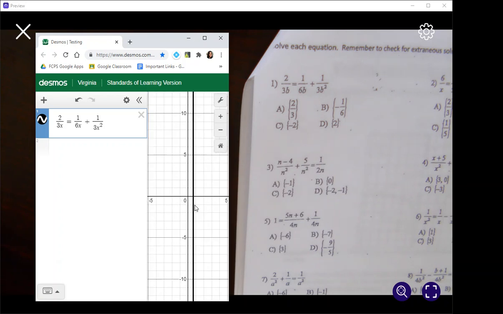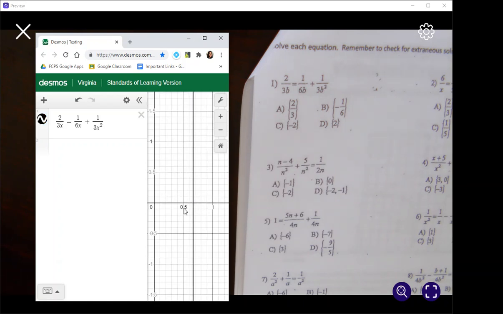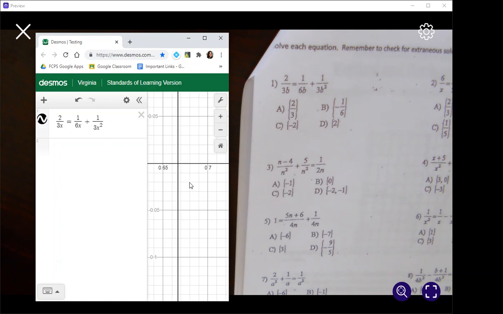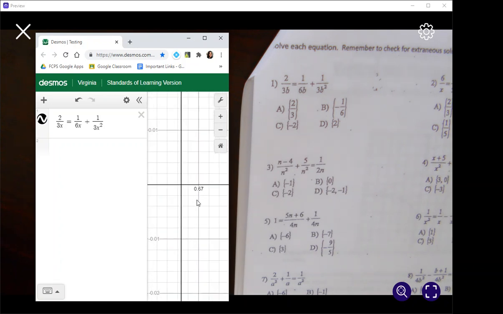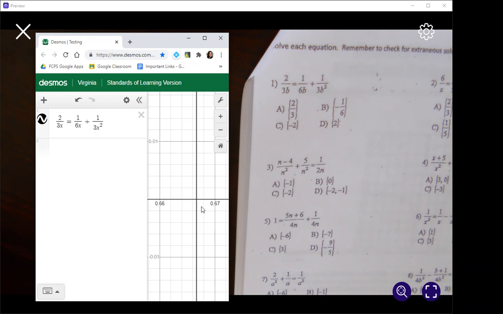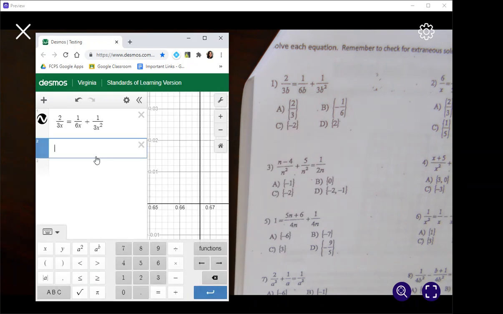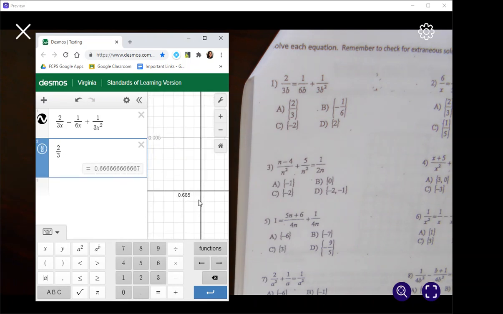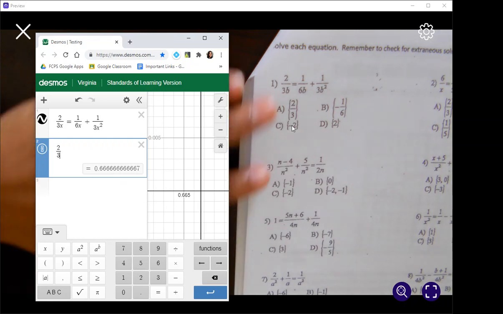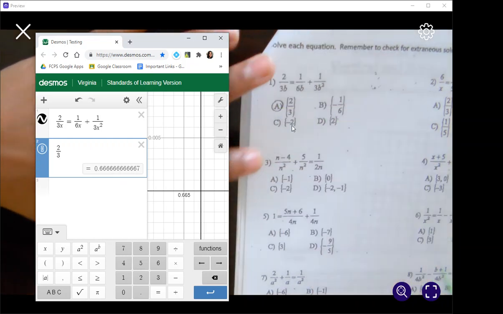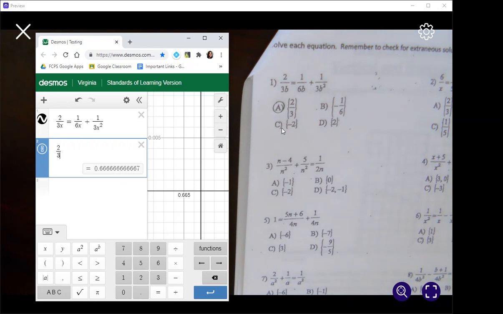Press home. So the thing with this method is it gives you a decimal. Since it's a multiple choice, it cannot be C and D, it has to be between these two. I would think it's 2 over 3. Let's check. 2 over 3 is about 0.66, which seems like that matches this. So I would pick A. Okay, so that's how you can do some practice problems on this.